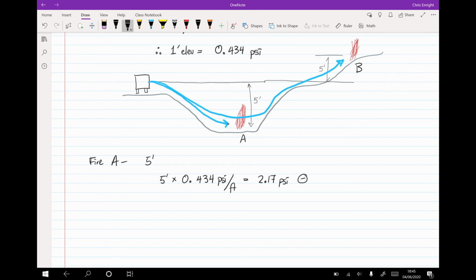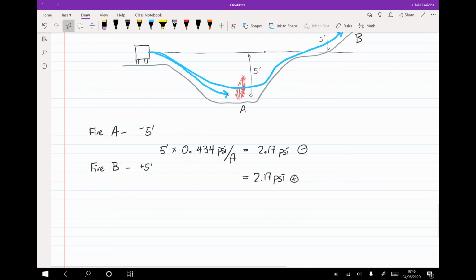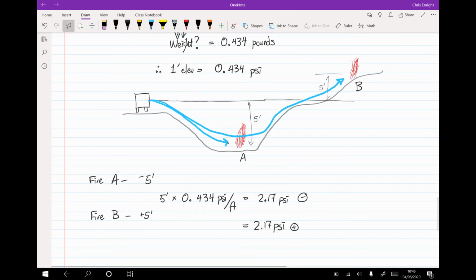We don't have to account for it in what we're delivering at the pump panel. For fire B, that is going to be plus 5 feet. I'll say minus the 5 there. So same math, equal to 2.17 psi positive. So I have to deliver 2.17 additional psi at the pump panel to account for that elevation difference right there.